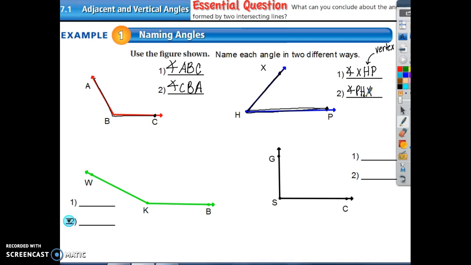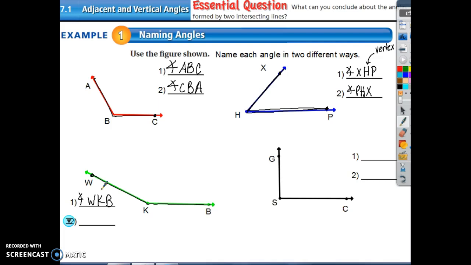For this third one, I could go ahead and start at W. Now, no, I can't start at K, because if I go from K to W back to B, that doesn't outline my angle. So I'm going to go ahead and start at one of the end points, W, go to K, and end up at B. So WKB, and this is angle WKB. Notice again, that vertex K is in the middle.